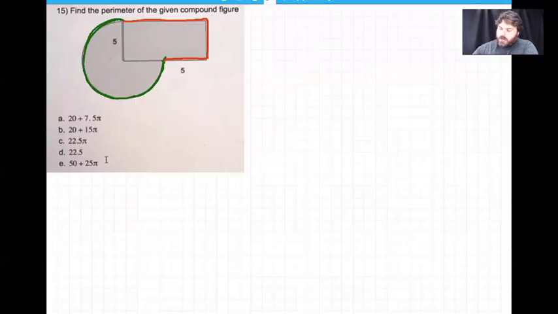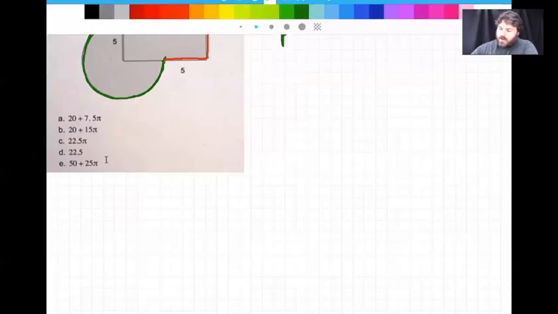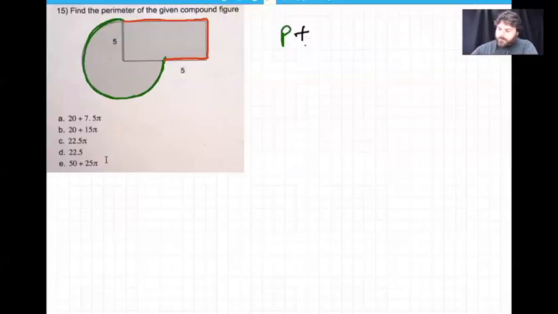So it's the green perimeter plus orange perimeter. That's going to be our total. Okay, so we'll start with the green. The green is coming from a circle, and I know that the circumference is really what we call the perimeter of a circle. It's given by pi times radius. Oh, excuse me, that's the area.